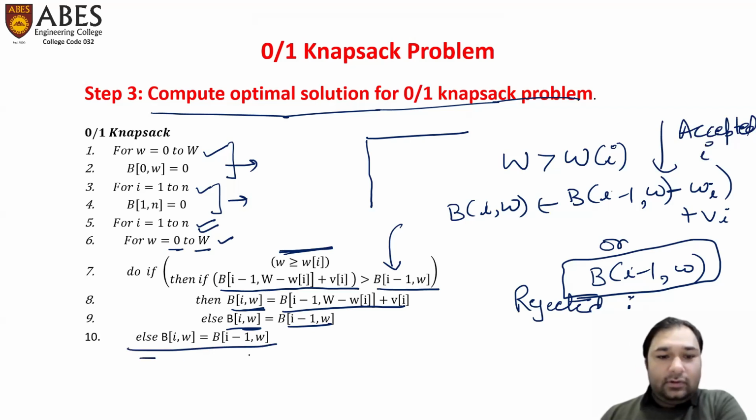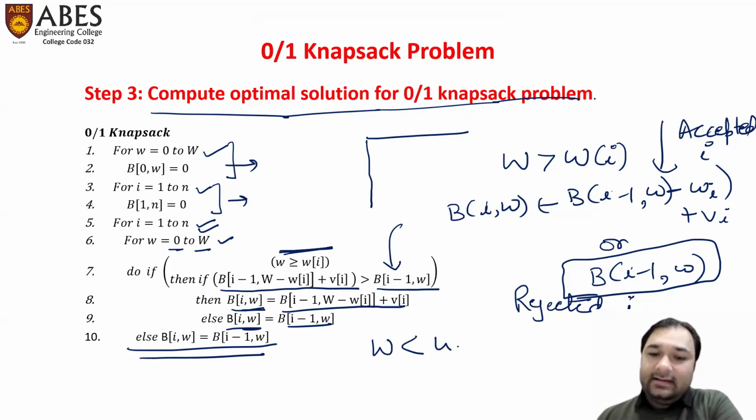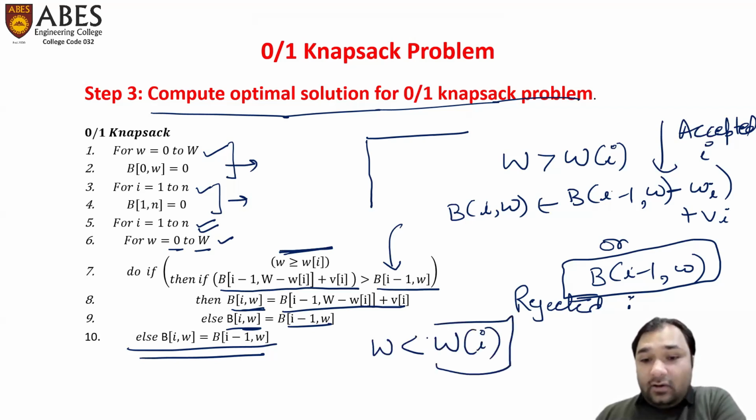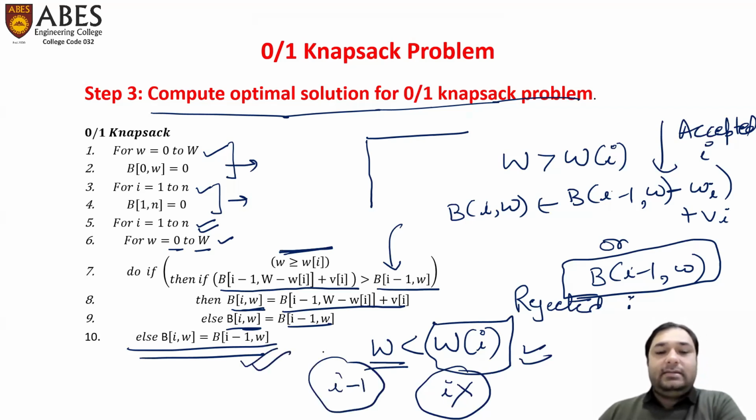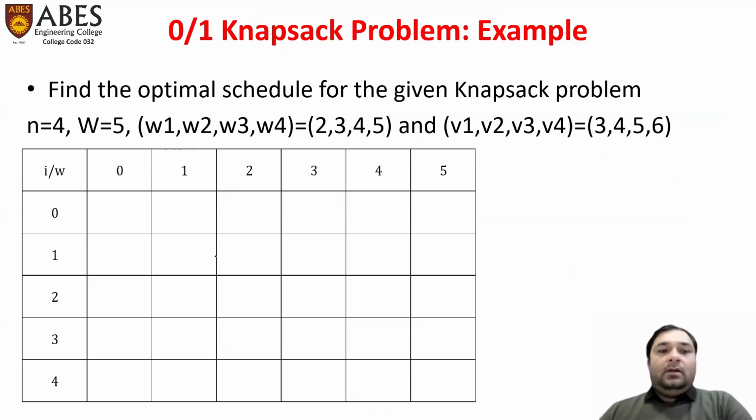And this is a solution coming when we are saying that W is less than Wi. That is, the weight of an item is greater than the knapsack capacity. So what we are doing, we are not considering i. We are taking reference of i minus 1. That is as simple as this. Now this is a question.